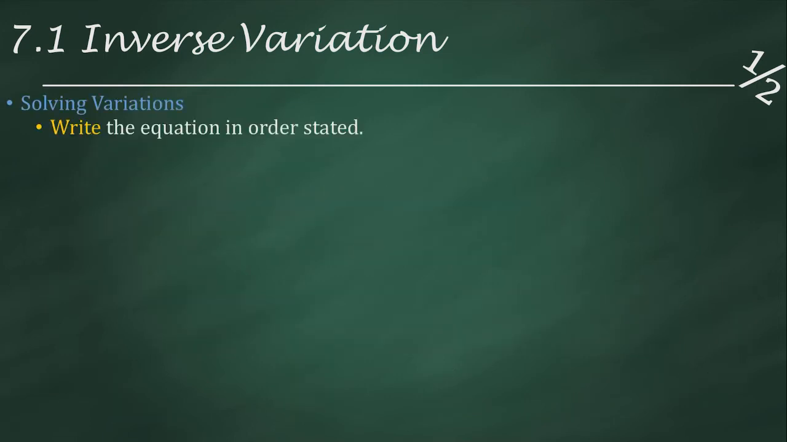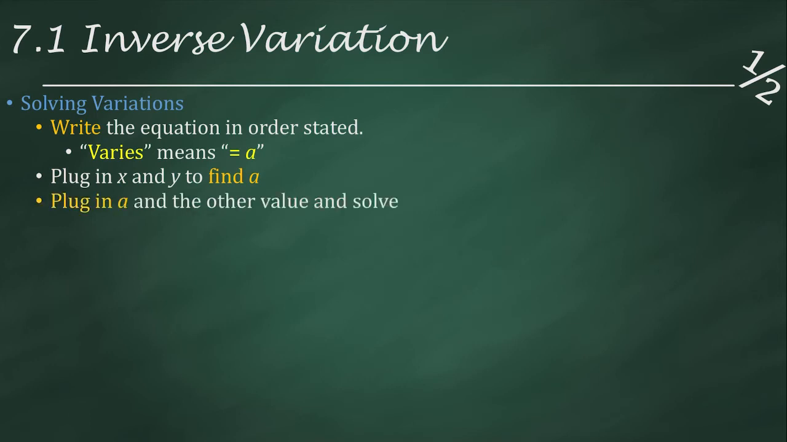All right, we have some variation problems, so to solve those, we're going to write the equation in order as stated. The word varies means equals a, so if you go along and see varies, you put equals a right there. And you plug in your x and your y or whatever other variables they gave you, and you find a. Then you can plug in a and solve your problem.